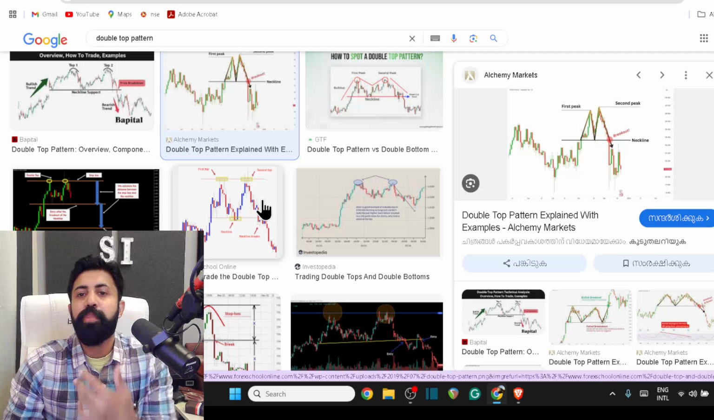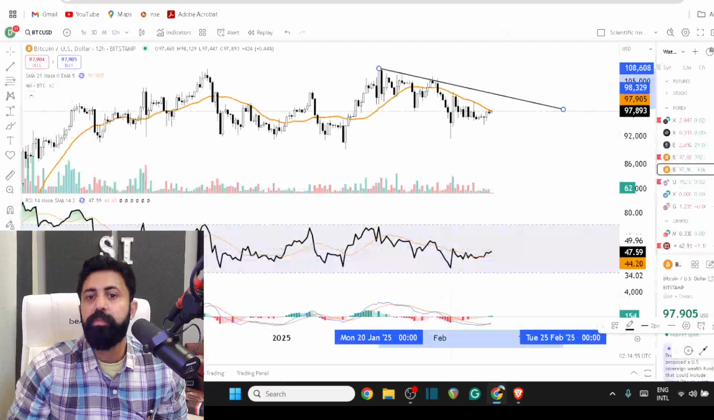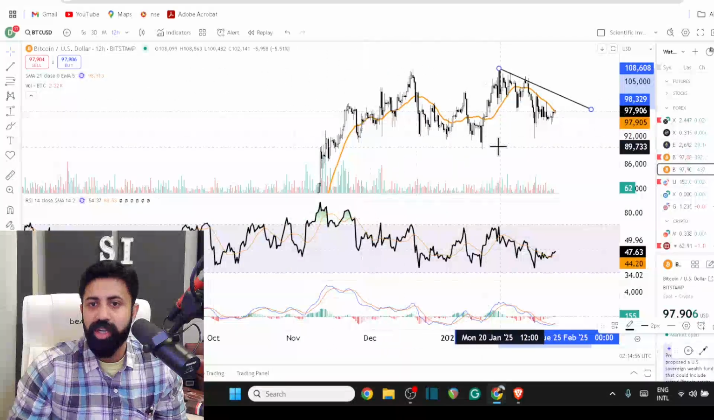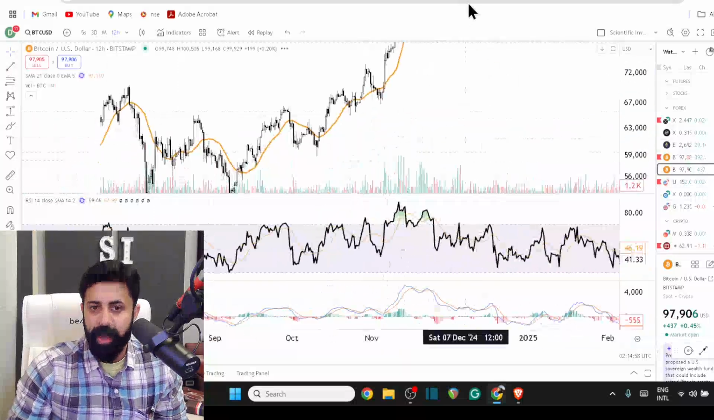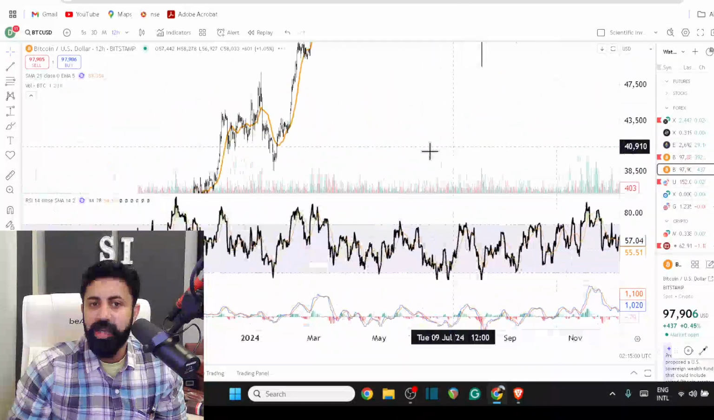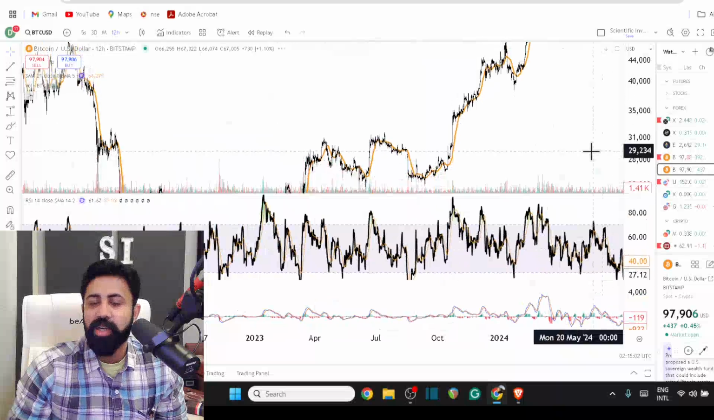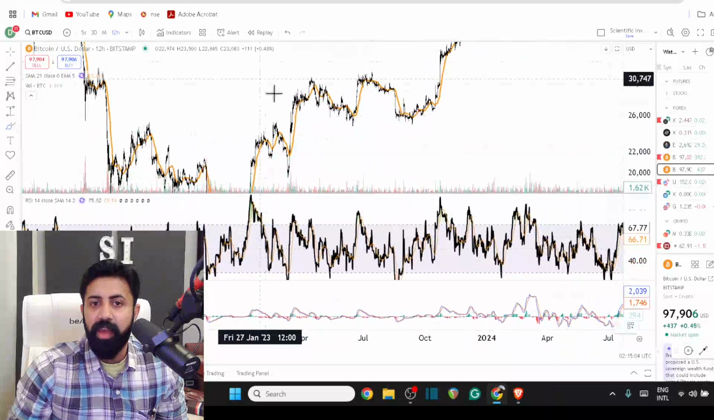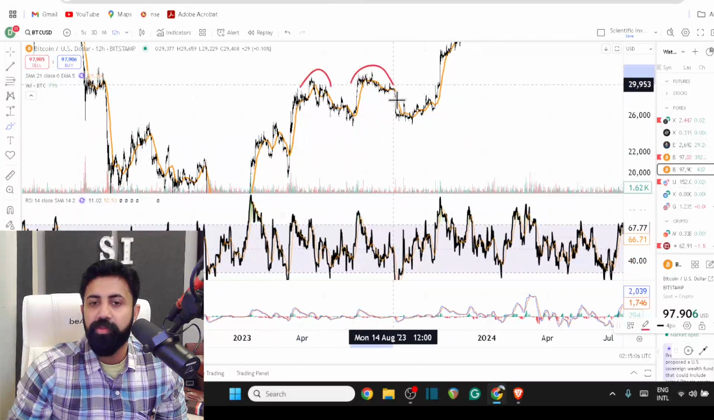Now, where can be an invalidation? Where will be an invalidation? The formation can be invalidated. Where? We go back in Bitcoin, we had the exact opposite opinion while everyone else and their brothers were calling for a double top.